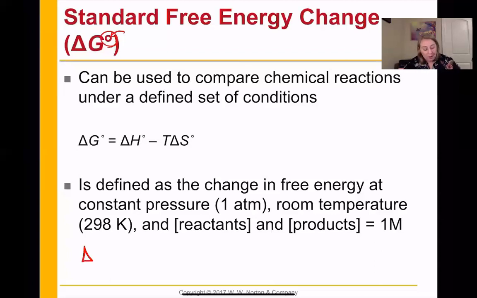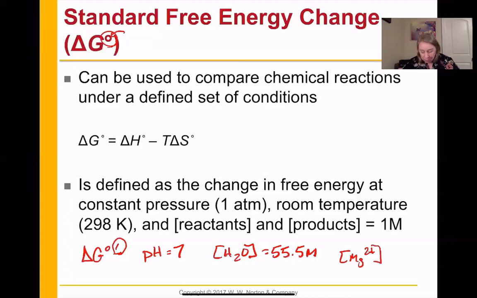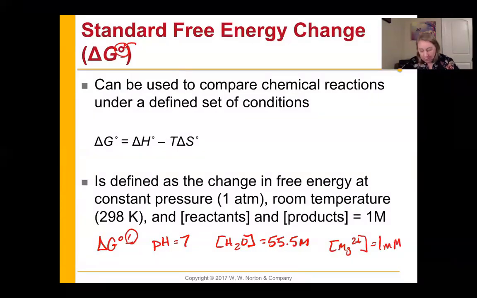But be careful, there's also a biochemical standard. For that biochemical standard, we put an extra little notation right there. Our biochemical standards also include being at pH 7, having a concentration of water at 55.5 molar. And if you have magnesium present, your magnesium concentration should be 1 millimolar.